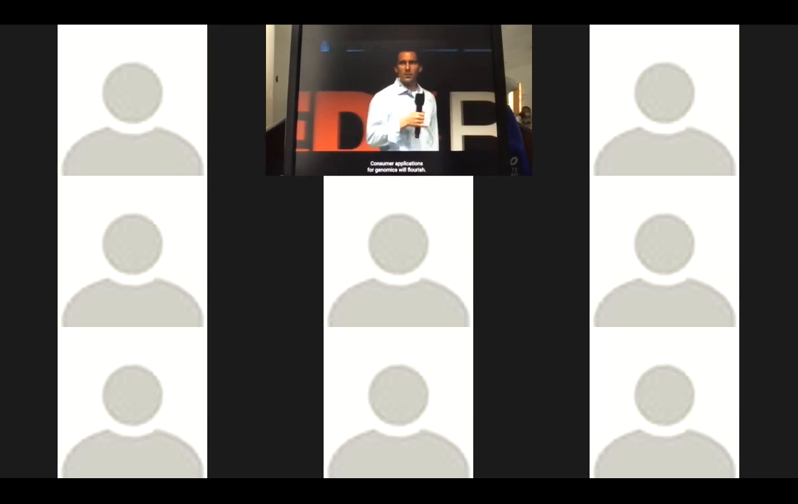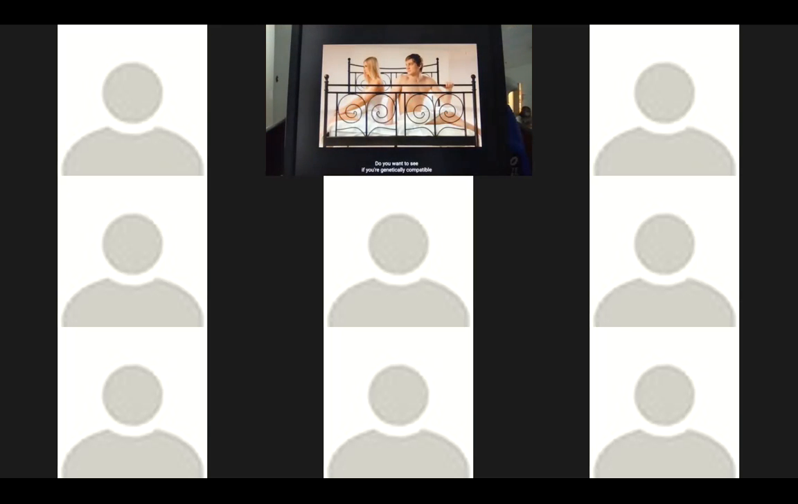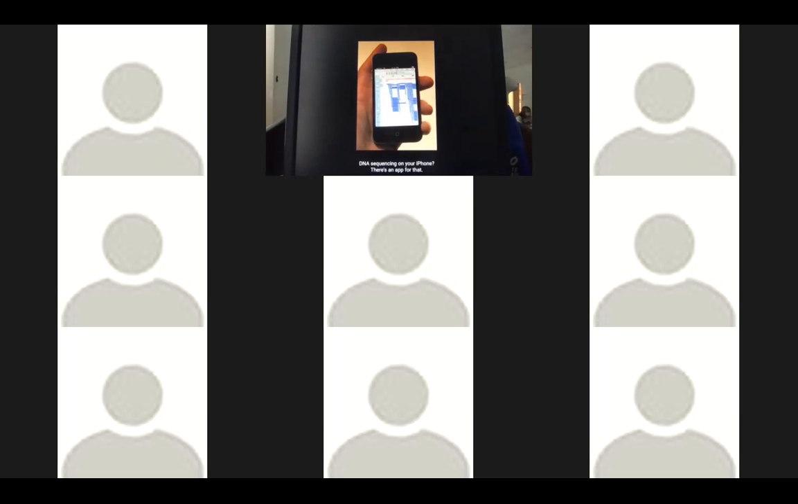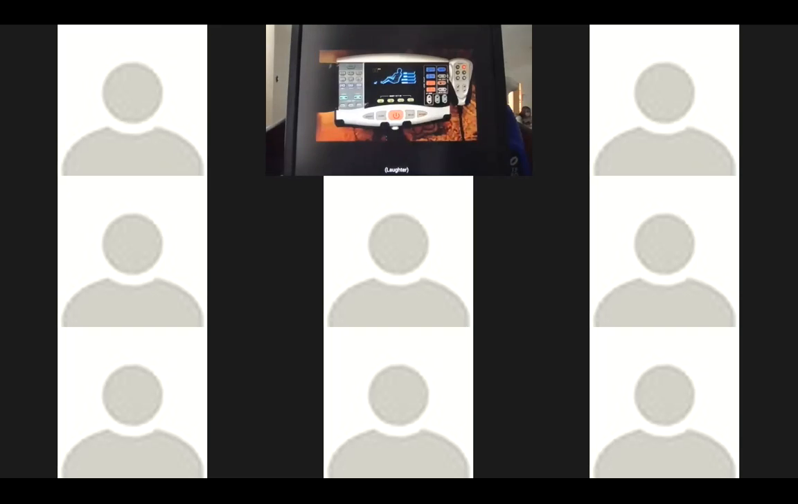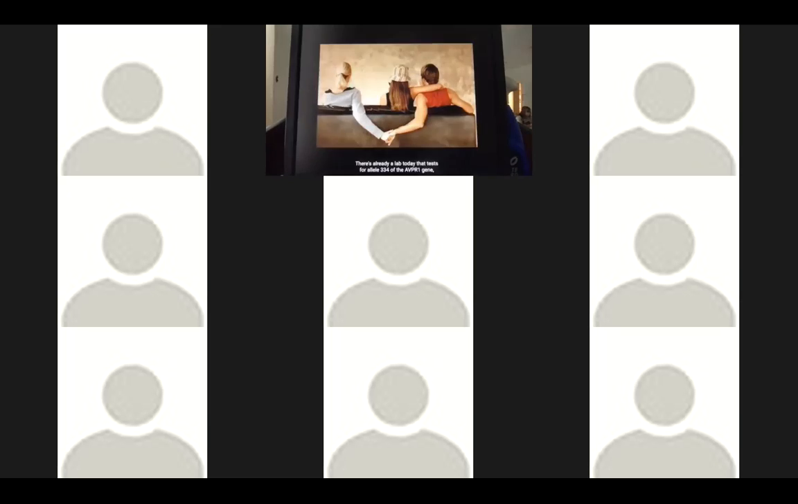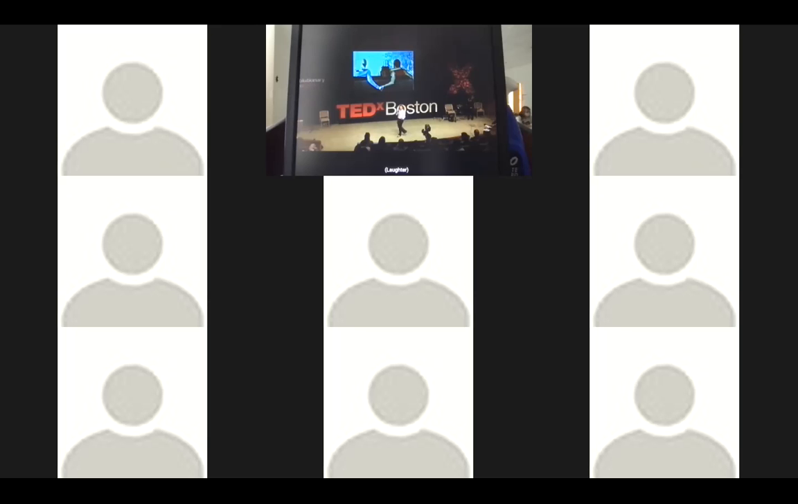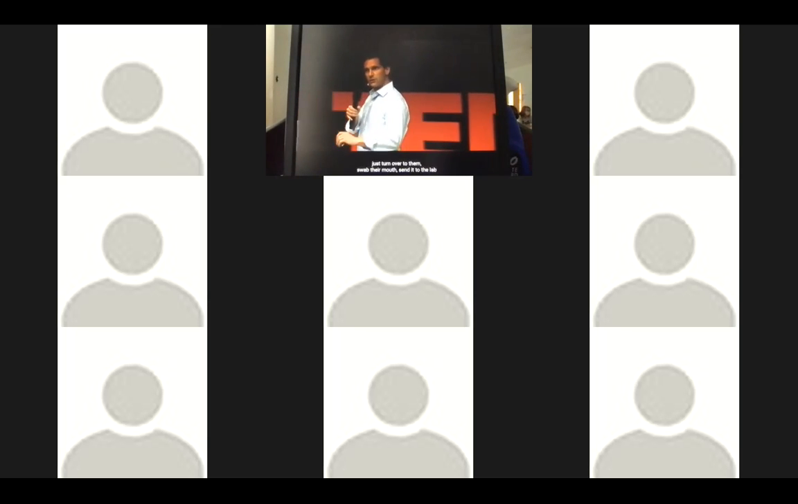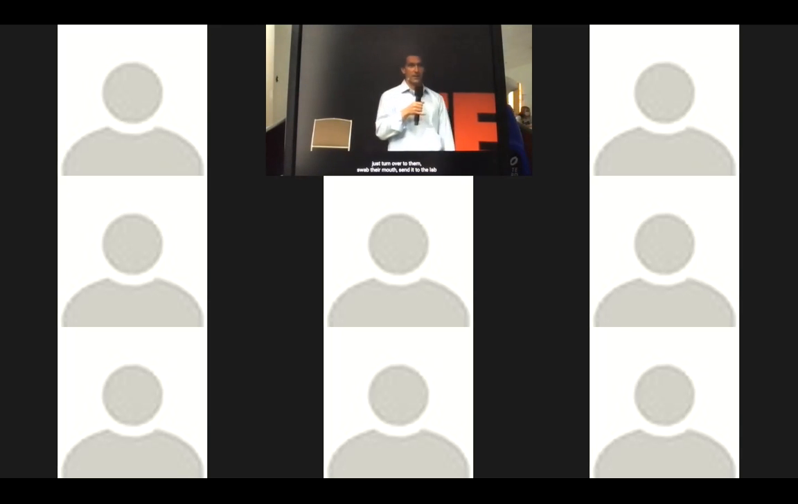Consumer applications for genomics, they will flourish. You want to see whether you're genetically compatible with your girlfriend? Sure. DNA sequencing on your iPhone, there's an app for that. Personalized genomic massage, anyone? There's already a lab today that tests for allele 334 of the ABPR1 gene, the so-called cheating gene. So anybody who's here today with your significant other, just turn over to them and swab their mouth, send it to the lab, and you'll know for sure.